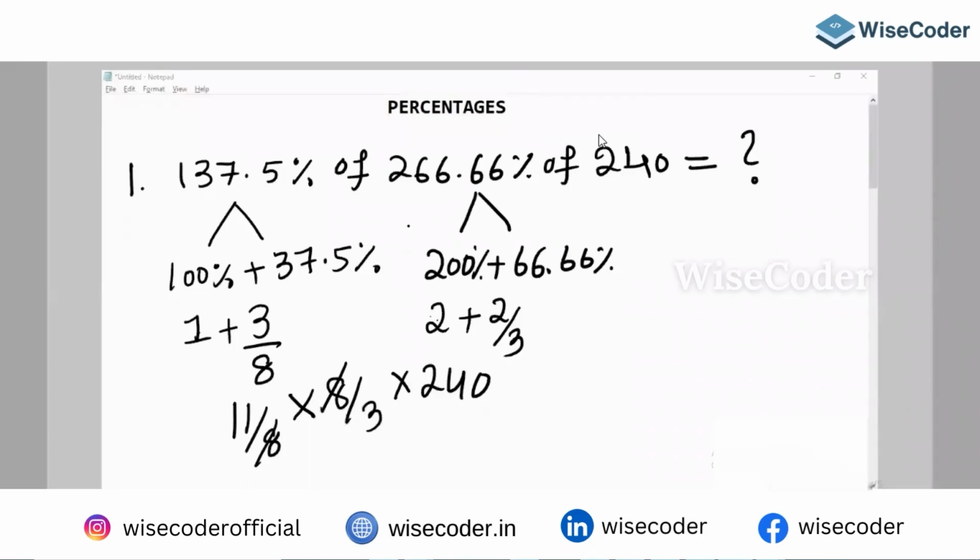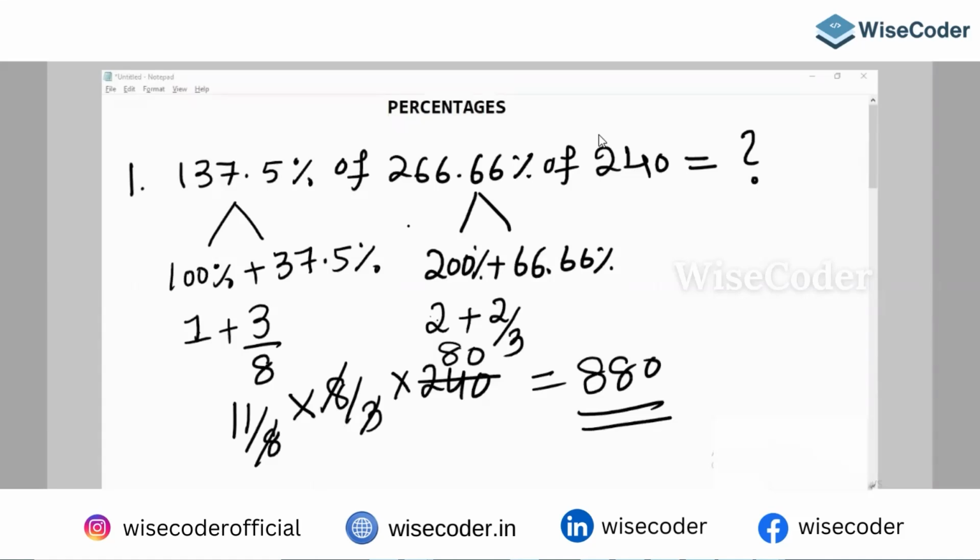8, 8 cancel, 3 ones are 3, 8 and a 0. So 11 8s are 88 and a 0. Then the answer for this question is what? 880. Okay, 880.